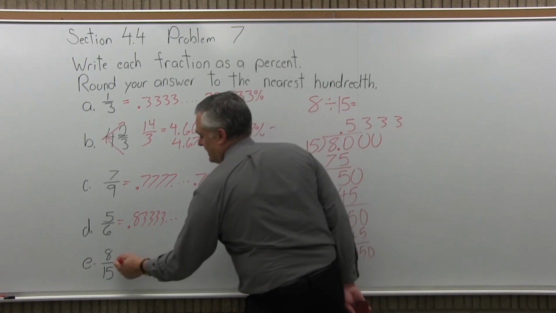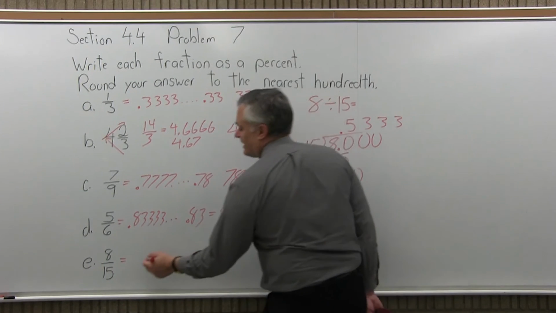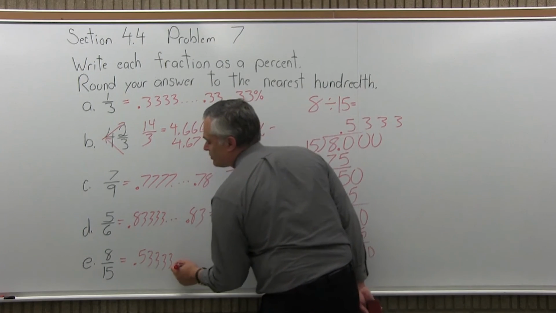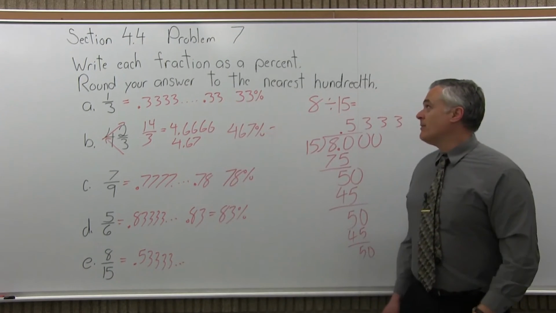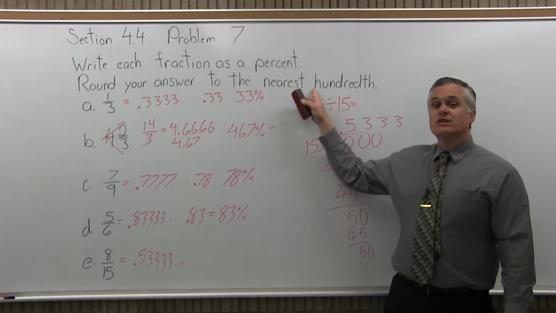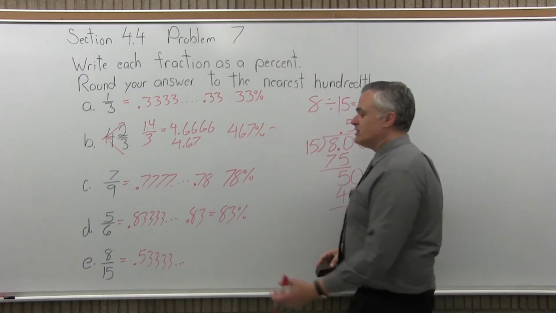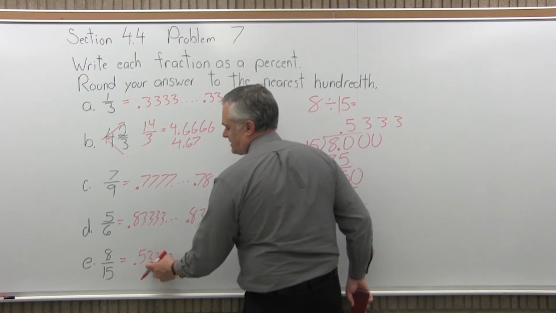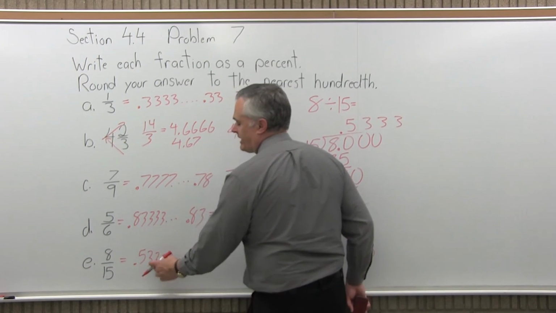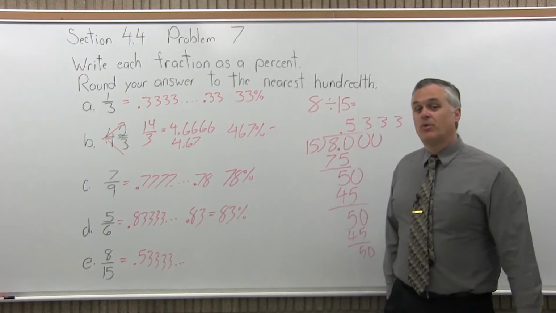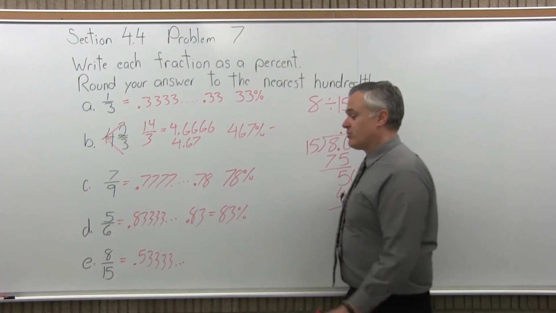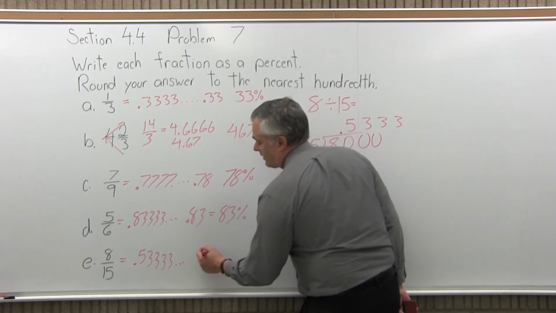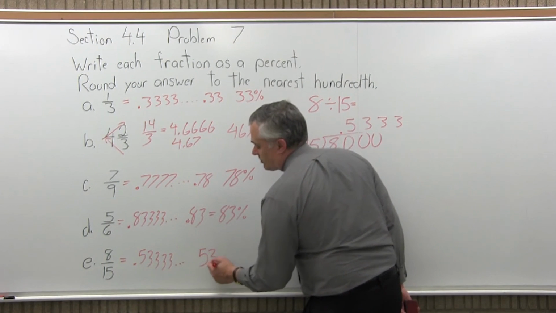So 8 over 15 as a decimal is 0.53333. The 3's go forever. Now, it says to round our answer to the nearest hundredth. So hundredth is 2 places to the right of the decimal point. So I find that position, look over 1 more place to the right, see if it's big enough to bump it up to a 0.54. It's not. 0 through 4, you just chop it off, which is what I have here. So it would be 53%.